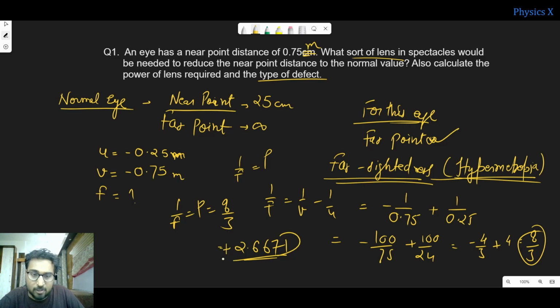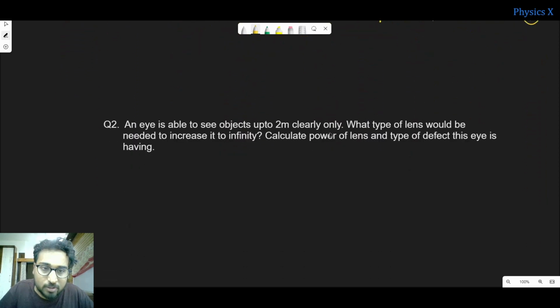And you can see the sign is plus. That means it is a convex lens, and already we know for correcting this far-sightedness or hypermetropia, we need only one. So this is how we solve the question. Now let us see another question.